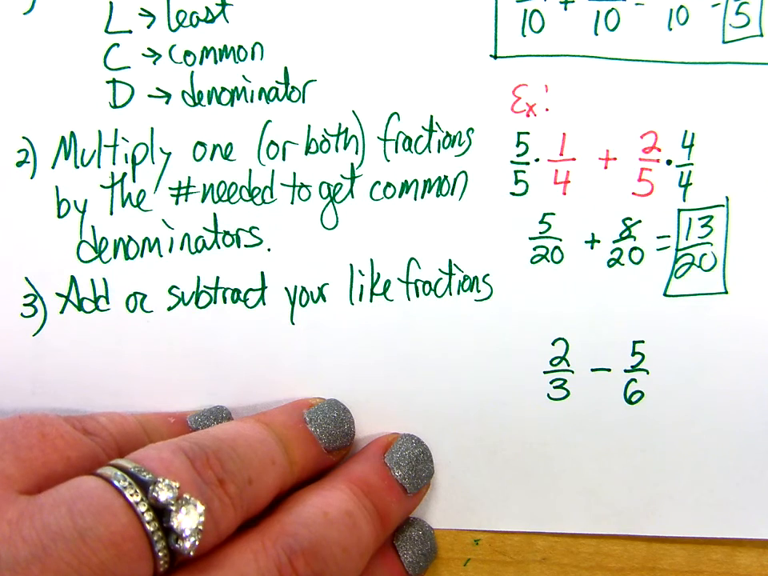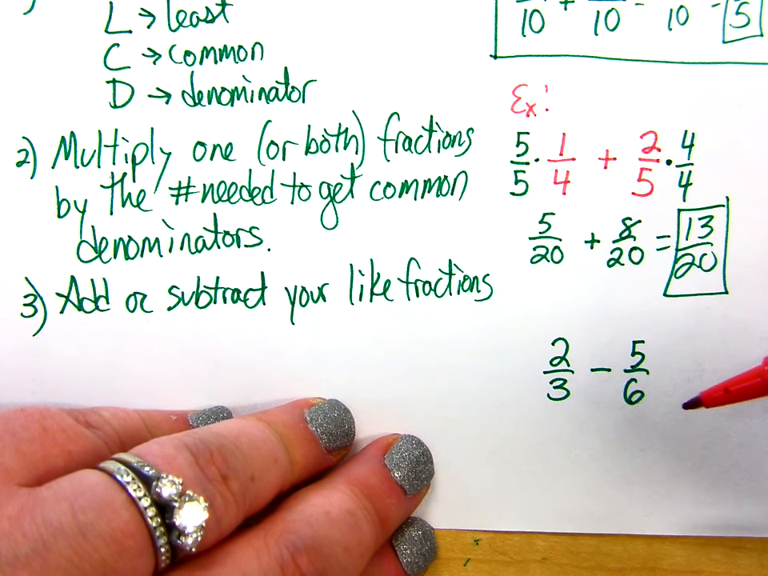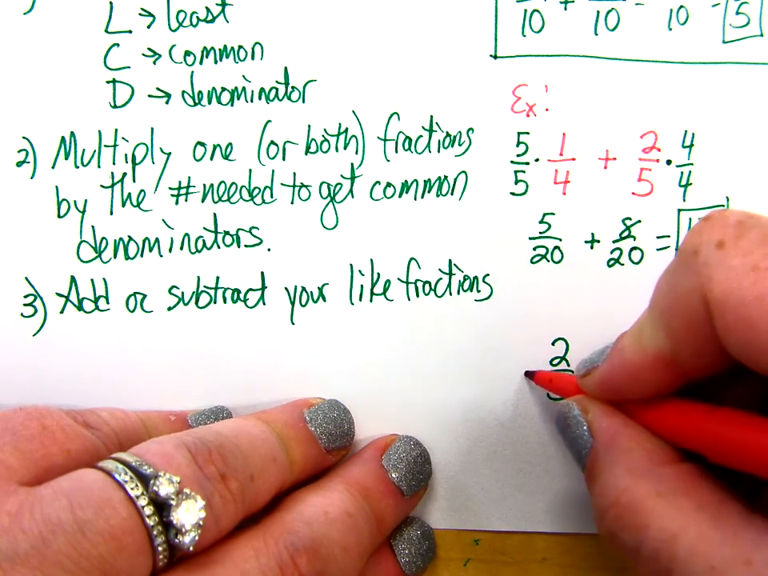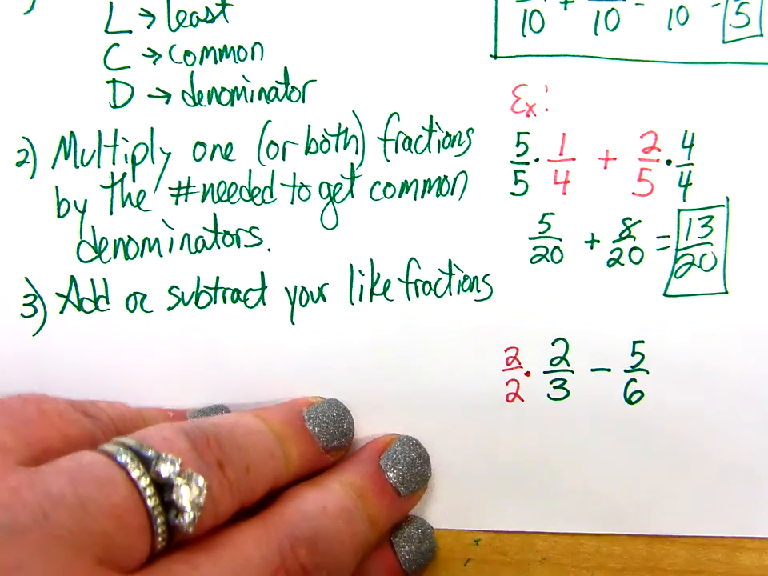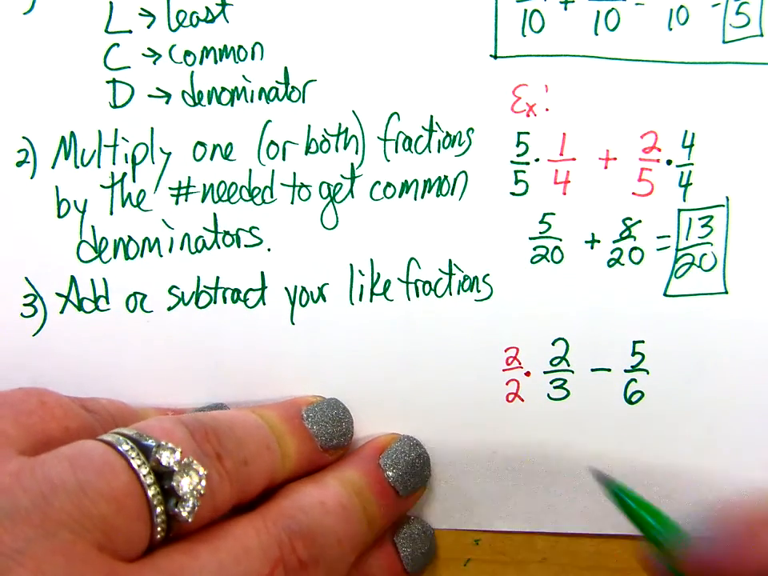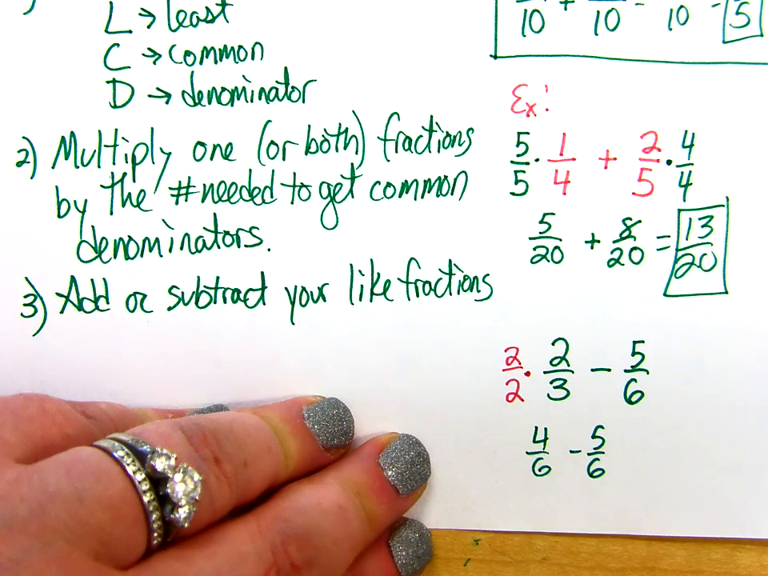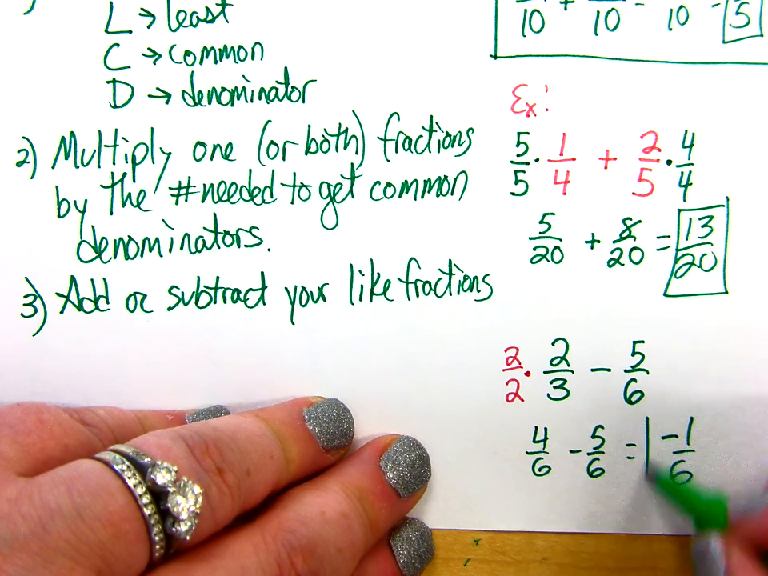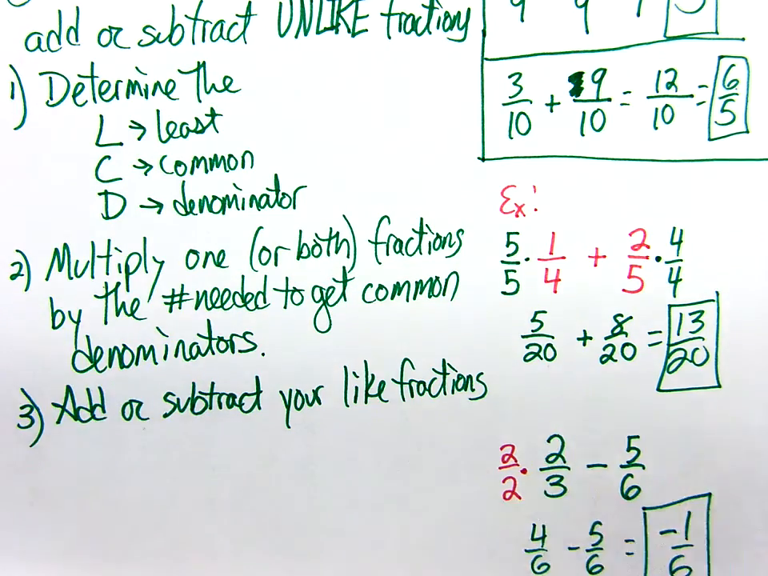Oh, I have no idea what the answer is yet. I don't have common denominators. What is the smallest number that both 3 and 6 can divide into? 6. So I need to multiply this one by 2 over 2. So I actually get 4/6 minus 5/6. So my final answer is? -1/6 is correct. Hooray!